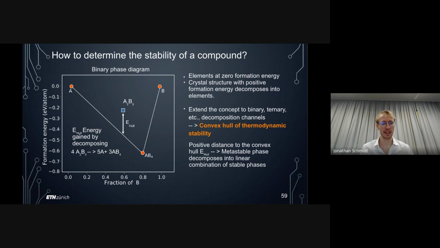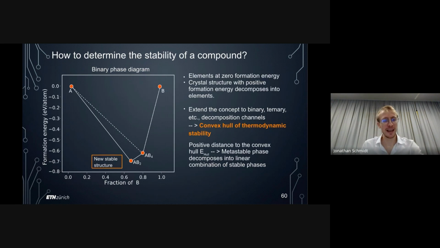Now, of course, we can do this also for ternary and quaternary spaces and so on, it's just more difficult to plot. And so our goal is finding new materials that lie below this convex hull and that will hopefully be synthesized. Well, now we know based on the existing experimental databases that, for example, most of the materials in the ICSD lie on the convex hull or pretty close to it. And so this distance to the convex hull is the best high throughput predictor that we have for synthesizability.